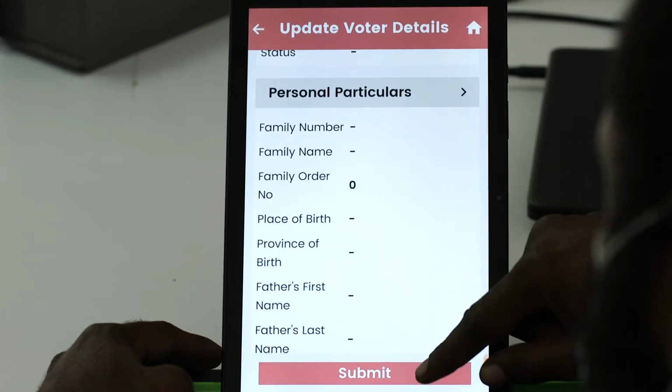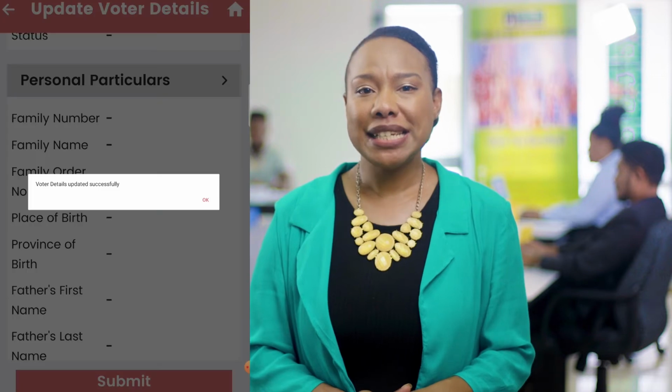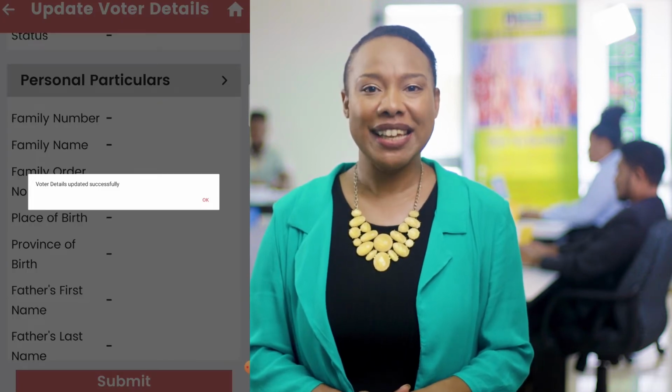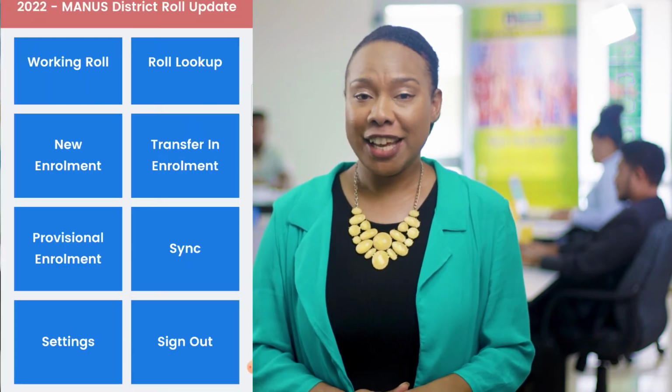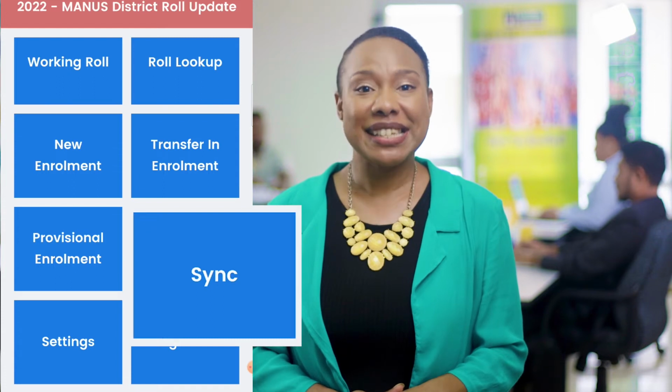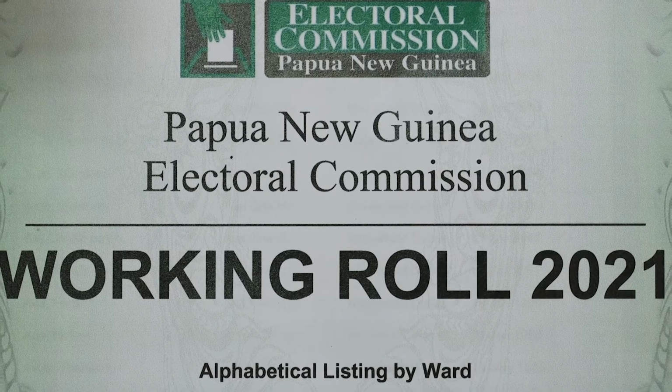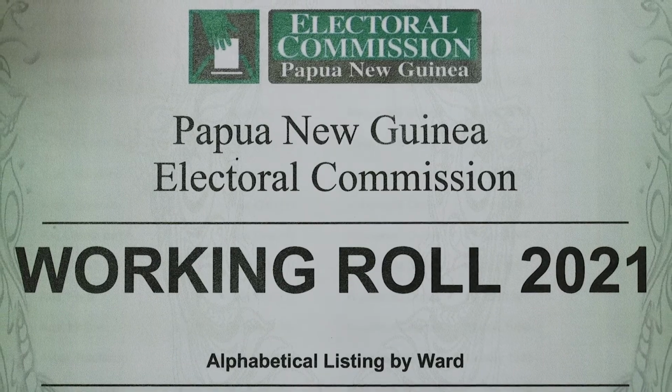Once these details are amended or corrected, click Submit. If you are using the on-screen keyboard, you will need to minimize that to see the Submit button. Once you have selected Submit, a message will appear reading, "Voter details updated successfully." Click OK. If you want to confirm this record that was updated, you can see this record as it appears in sync. After this message, you have completed the amendment of an elector's details. Now you can proceed to the other electors on your working roll.